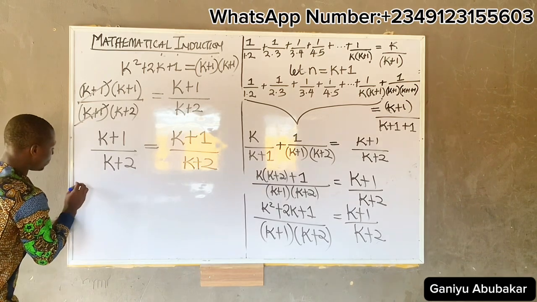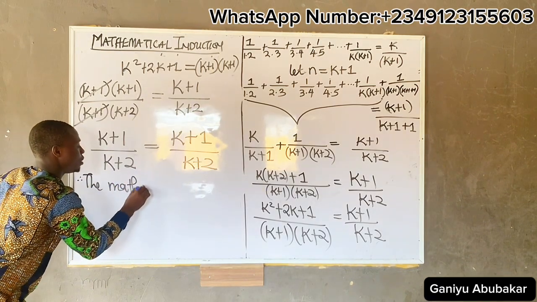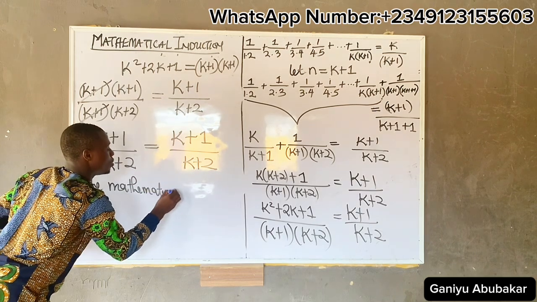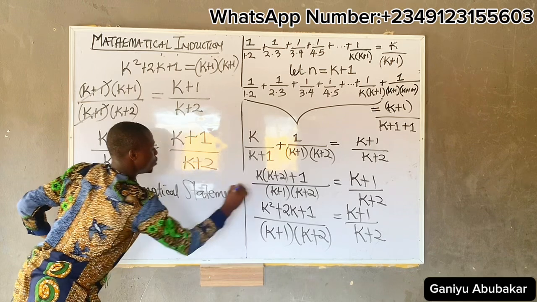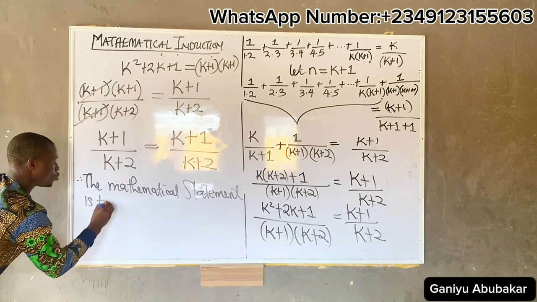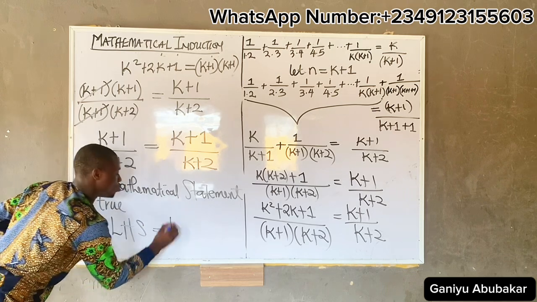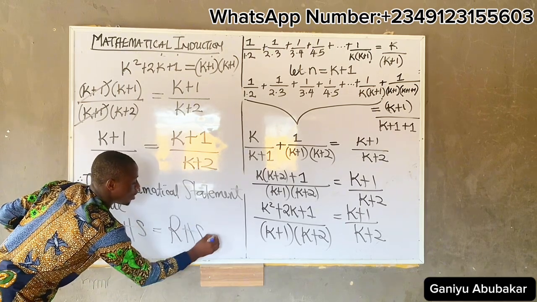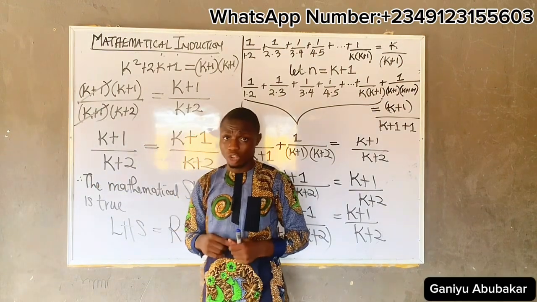So therefore the mathematical statement is true. So my left hand side is equal to right hand side. So this is my answer to this particular question.